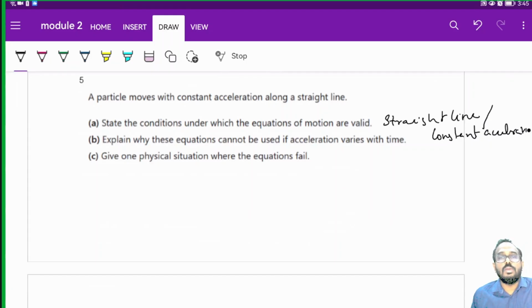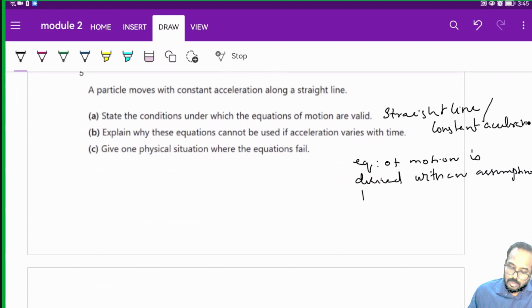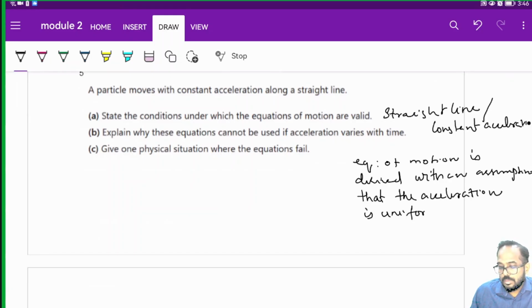Explain why this equation cannot be used if the acceleration varies with time. Why? Because equations of motion are derived with the assumption that the acceleration is uniform. That means VT graph, if you draw, you are getting a straight line, right? Straight line graph only you will consider. If the graph is curved, you cannot apply this one.